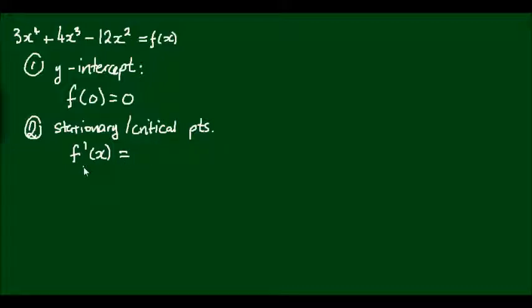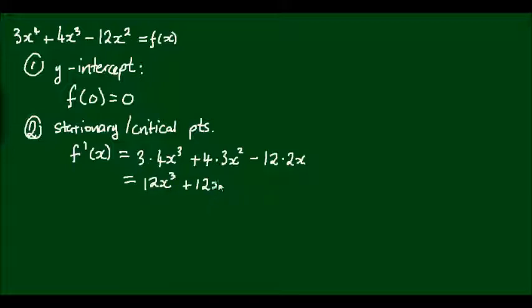So f prime of x is going to equal 3 times 4x cubed plus 4 times 3x squared minus 12 times 2x. We're simply using the power formula to find the derivative, and if I tidy that up we're going to get 12x cubed plus 12x squared minus 24x. This is the equation that I have to set equal to 0 in order to find the roots. So I'm just going to mark that out in yellow.